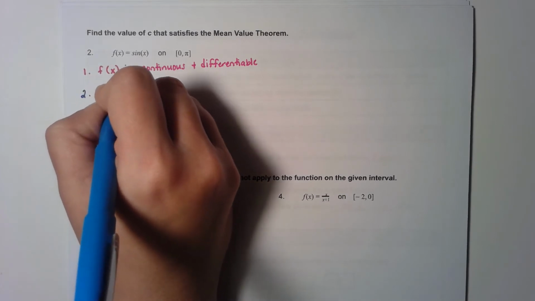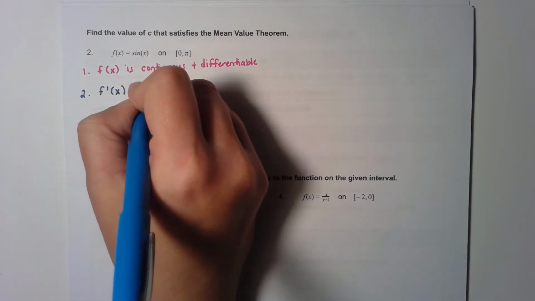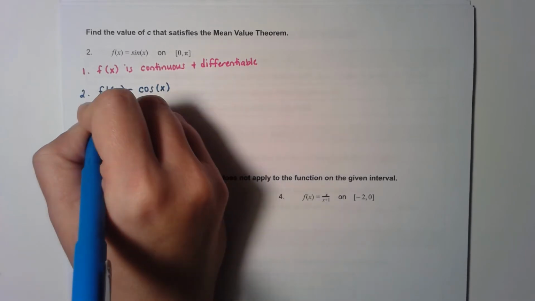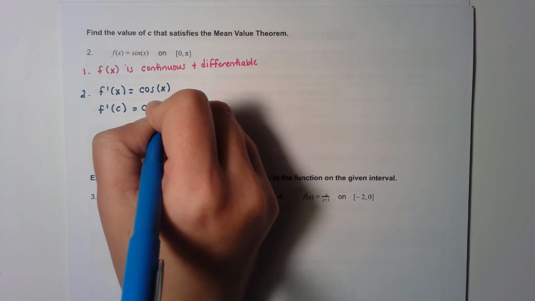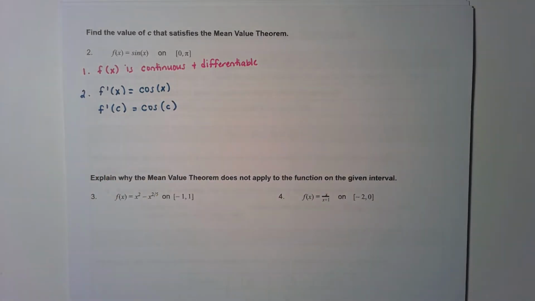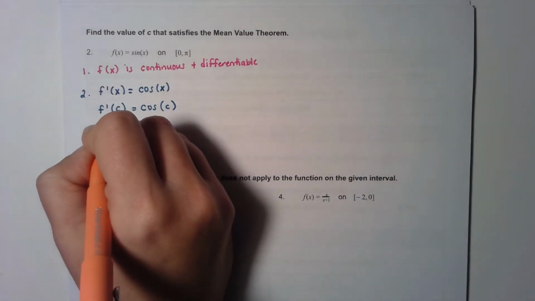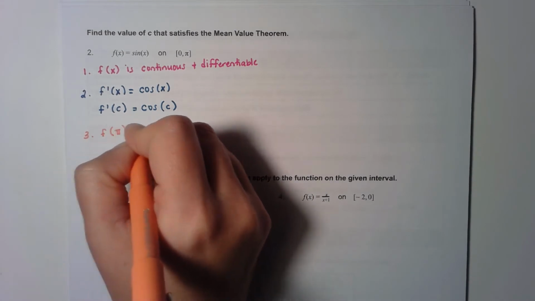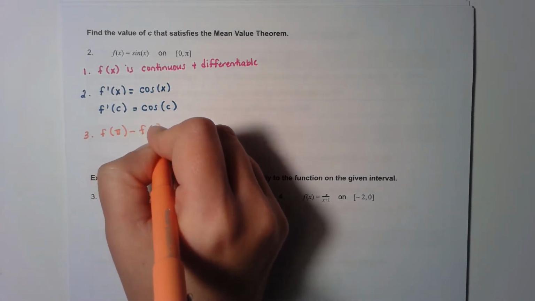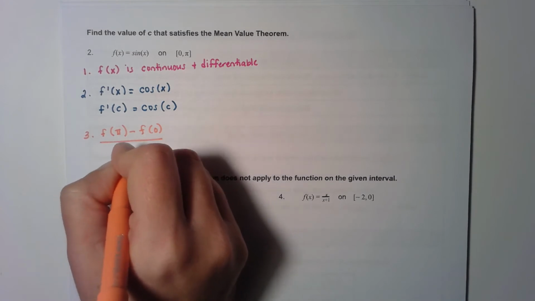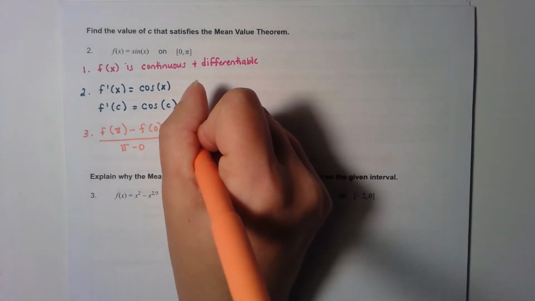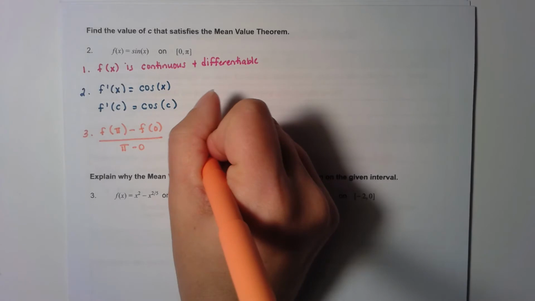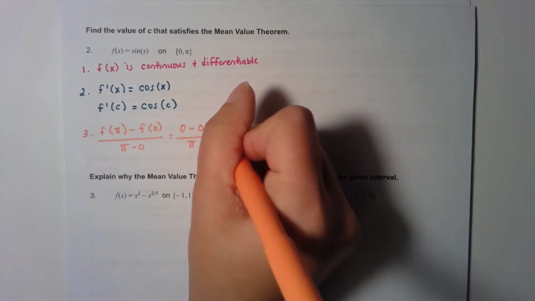So f prime of x would be cosine of x, which means f prime of c would be cosine of c. Step 3 would be to find the average rate of change. So we're going to need to do f of pi minus f of 0 all over pi minus 0. Now again, we're going to use the original function here. So sine of pi is 0. Sine of 0 is 0 all over pi, which means I get 0.